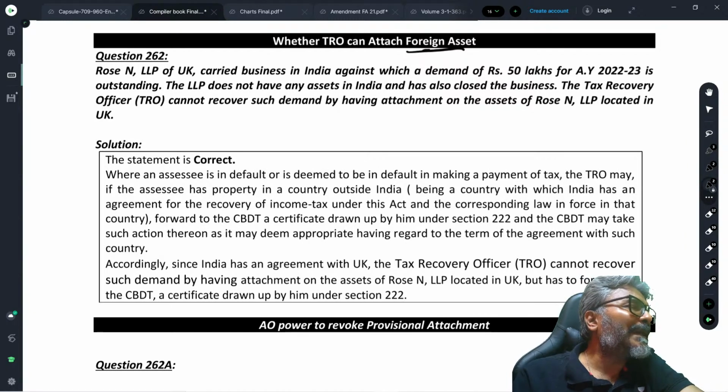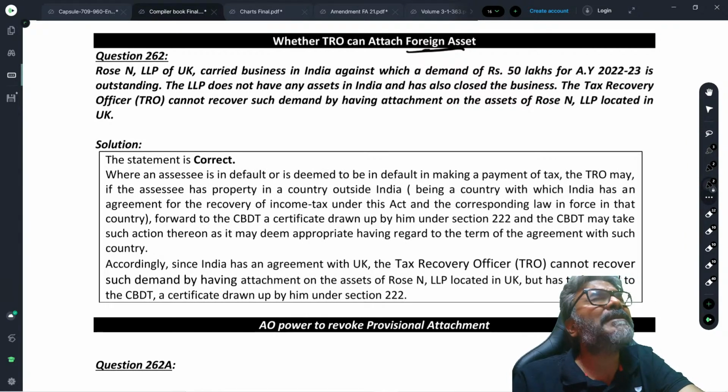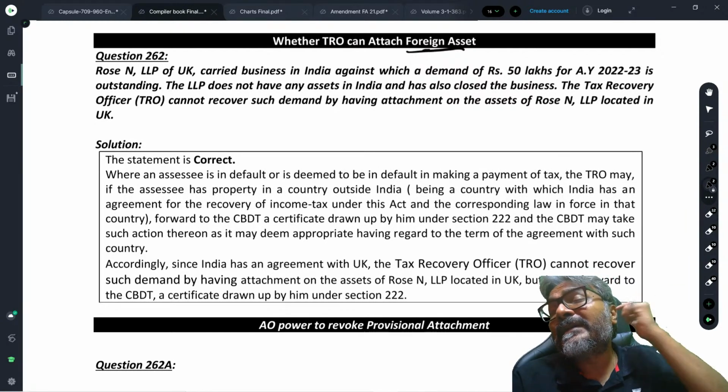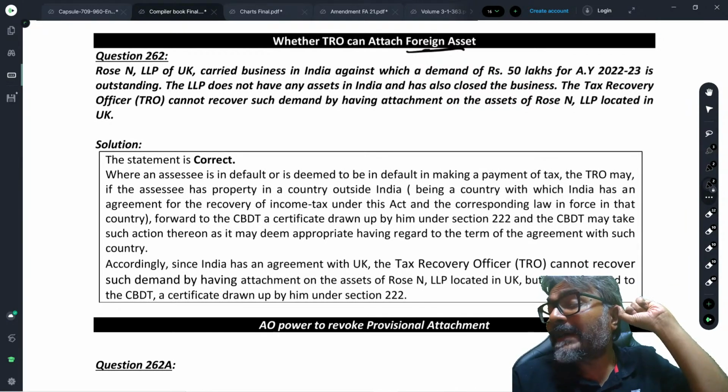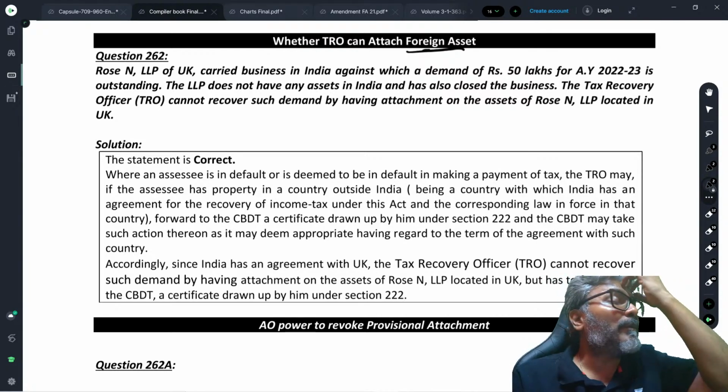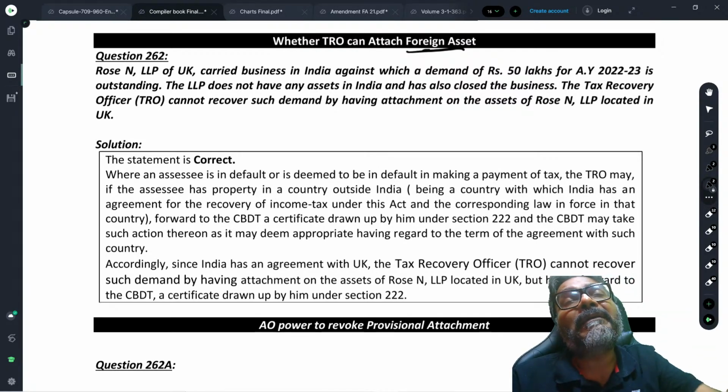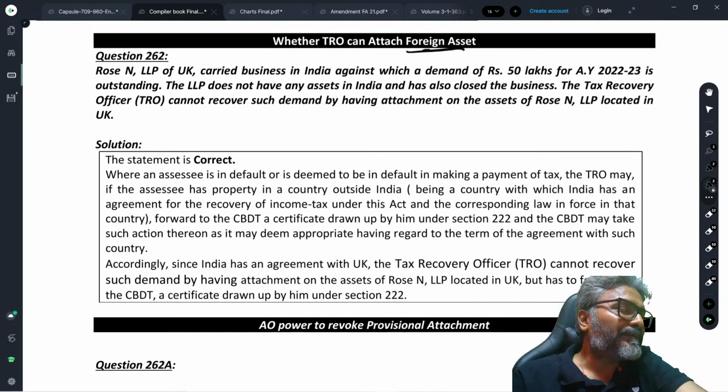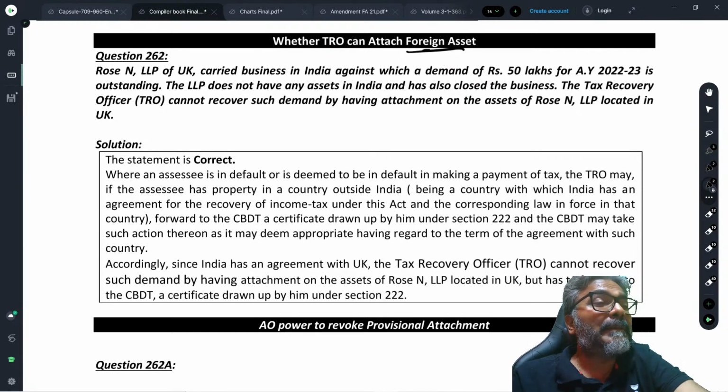certificate to the UK tax authority, and the UK tax authority, once they are convinced that yes, there is this person whose property is there in UK, he is a tax defaulter in India, and because there is a treaty between India and UK whereby the recovery of tax is also to be facilitated, then what will the UK tax authority do? They will attach the property, sell the property, and accordingly remit the money to the government of India.